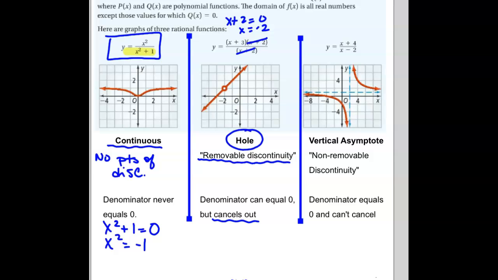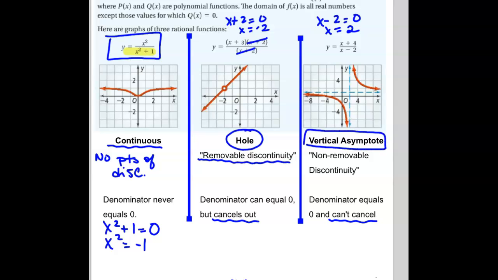All right, for the third example, the numerator is x plus 4, the denominator is x minus 2. We look at when x minus 2 gives us a 0, and it happens when x is 2. But notice that there is no way to get rid of that. It will not cancel. So that leads us to having a vertical asymptote.